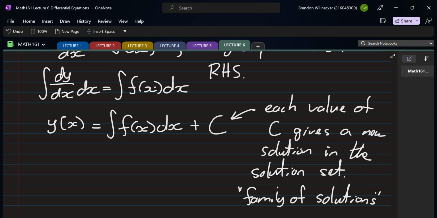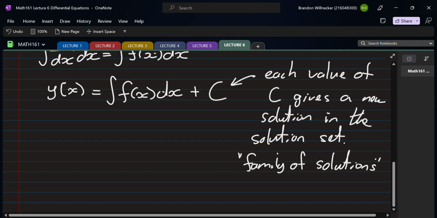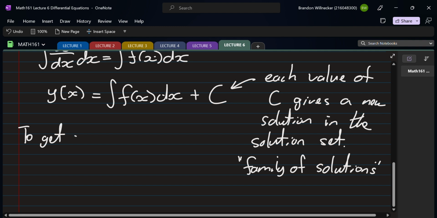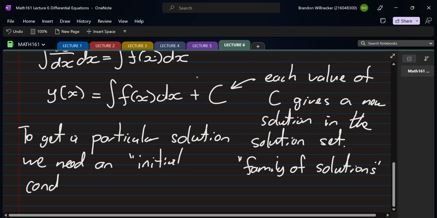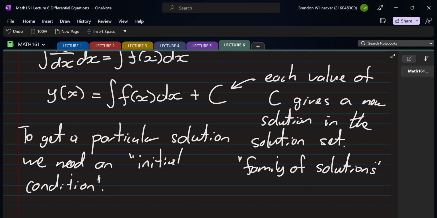If we want a particular solution, we can use what is called an initial condition. So to get a particular solution, this may be just a problem that's given, or it may be something based on a physics problem. For example, if you know the velocity of a particle, you can integrate that to get the position. You use some initial condition, and then that will give you that particular solution for that situation. So to get a particular solution, we need an initial condition. This is some initial value that we use to fix whatever that value of c would be.